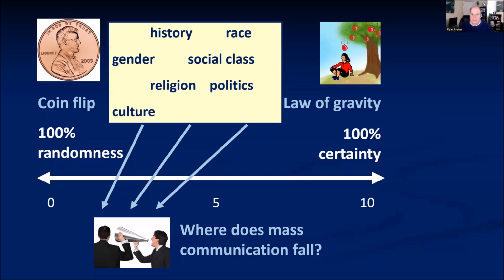If you're someone who leans more toward the certainty side, you're probably more of a scientifically inclined person, and you might be more inclined to use sort of scientific research methods. Whereas if you're someone who leans more toward the side of randomness, you're probably more of a, I don't know, creative, touchy-feely kind of person, and you're probably going to be more inclined to use more qualitative methods.